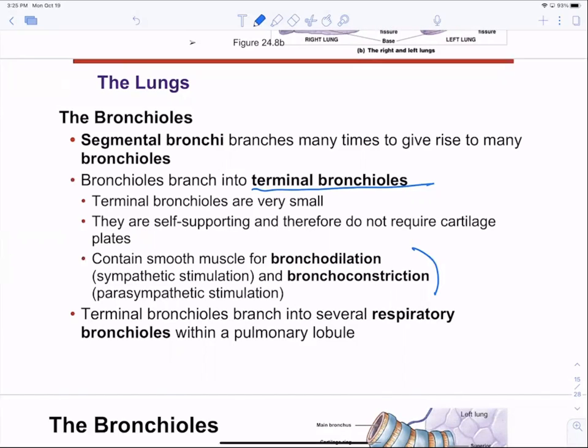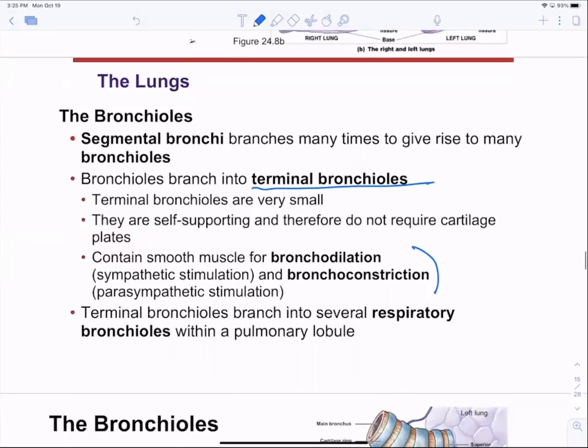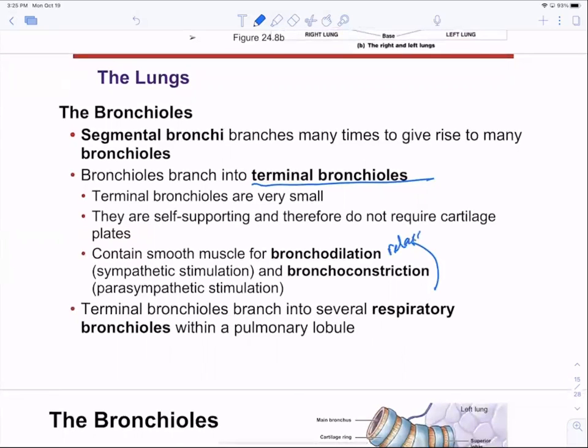And if the smooth muscle relaxes, then it bronchodilates, gets bigger, right? So the diameter gets bigger. If it constricts, it's contracting the smooth muscle.